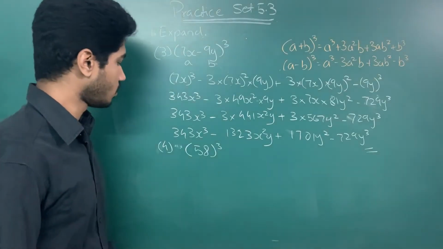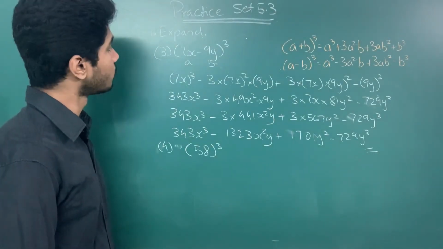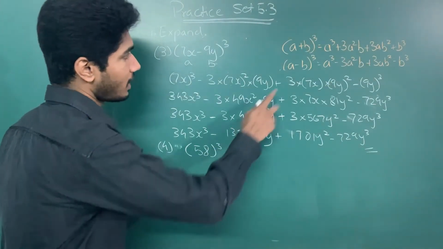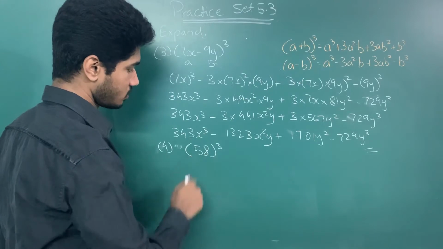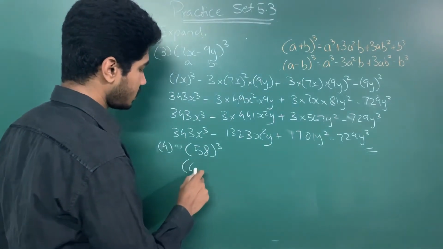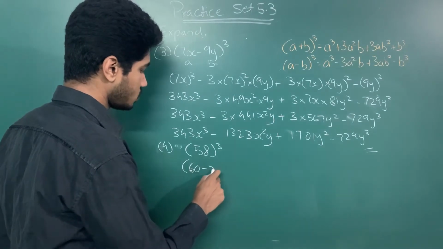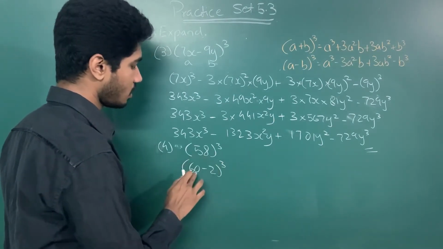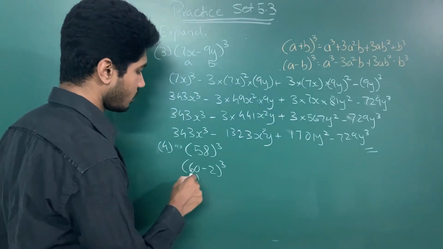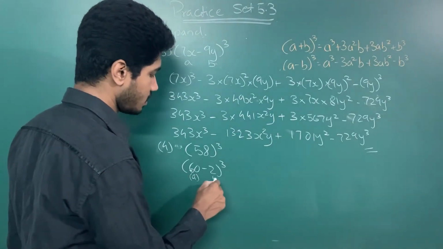Question number 4, 58 raised to cube. यहाँ पे if you see it's only one term. So to apply this formula we need two terms. Okay, we'll split 58 as 60 minus 2. 58 को हमने 60 minus 2 लिखा. Now you can apply (a minus b) the whole cube, where a is 60 and b is 2.